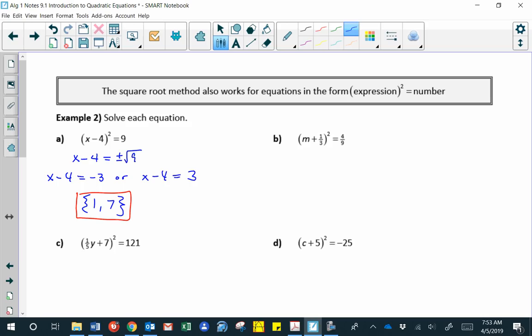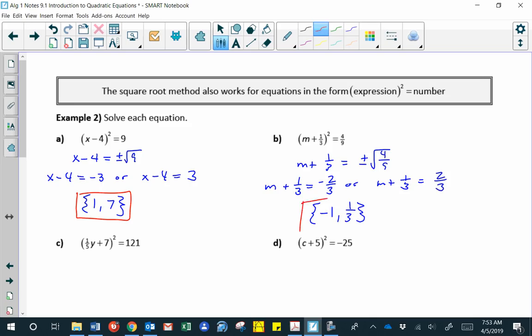In B, we see a similar sort of format, so we're going to unsquare. m plus 1/3 is equal to plus or minus the square root of 4/9. So separating into two equations, m plus 1/3 is negative 2/3, or m plus 1/3 is positive 2/3. Now we're going to subtract 1/3 from both sides. Negative 2/3 minus 1/3 is negative 3/3, or negative 1. 2/3 minus 1/3 is 1/3. So we get two solutions.